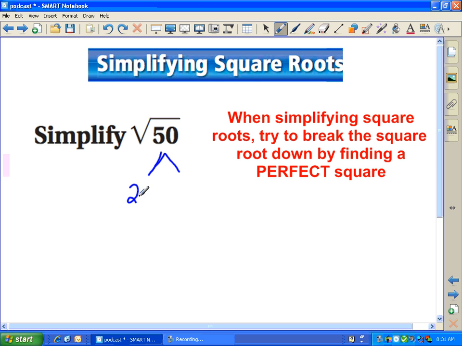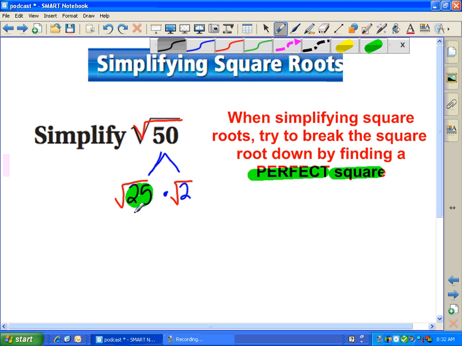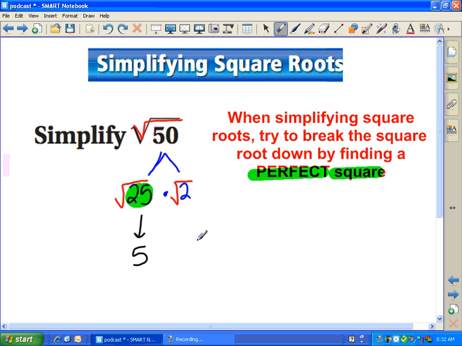I'm going to think 25 times 2. That gives me 50. But since I'm talking about the square root, radical sign, I'm going to give 25 a radical sign and 2 a radical sign. Now I'm looking for perfect squares. You should be able to see that 25 is a perfect square. The square root of 25 is 5. 2 is not a perfect square, so I cannot simplify this anymore.